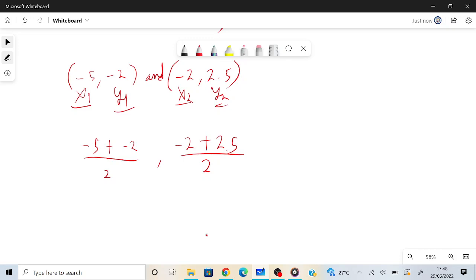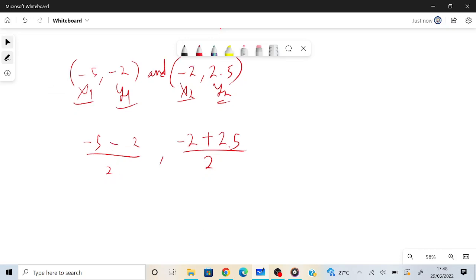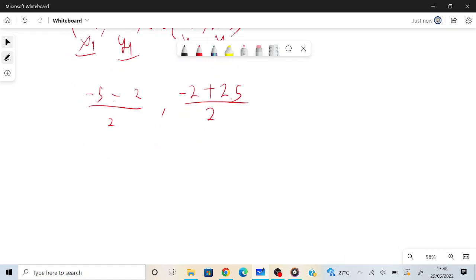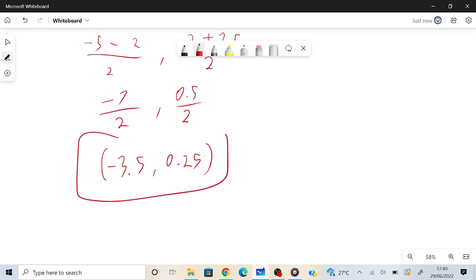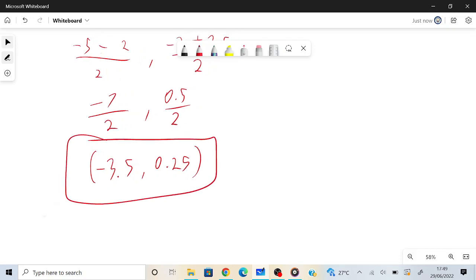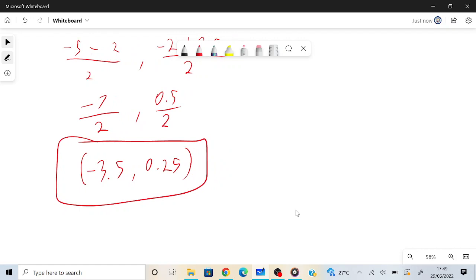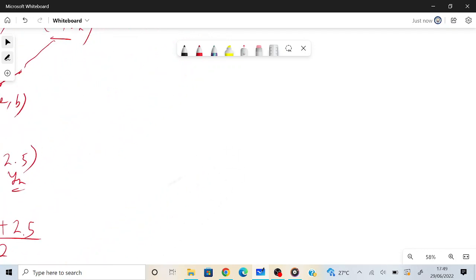We know -5 plus -2 is simply -5 minus 2, because plus and minus would end up in minus. So -5 minus 2 is -7 over 2, and this is comma -2 plus 2.5 is 0.5 over 2, and doing the calculations, you know this is -3.5, comma 0.25 in coordinate form. Make sure your answer is in coordinate form, and that is the answer to that question. On to the next example.